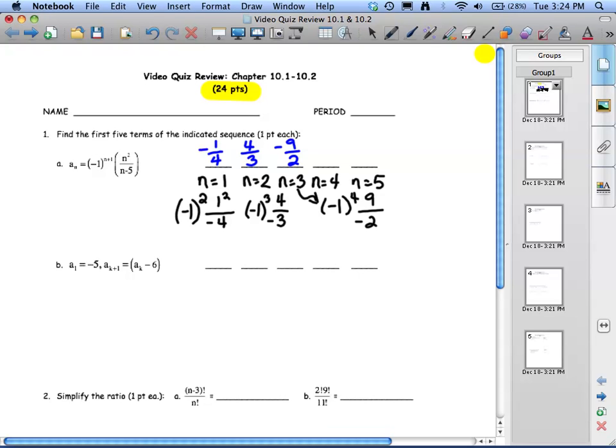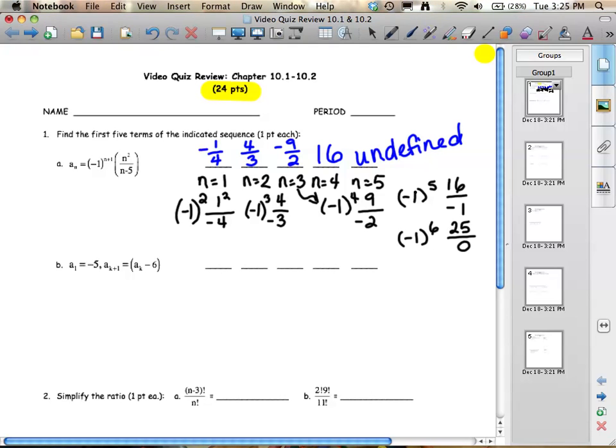If N is 4, we'll have -1 raised to the 5th power times 16 over -1. If you do your arithmetic there, you get +16. And then lastly, if N is 5, you get -1 to the 6th times 25 over 0. You cannot divide by 0, so this last term is undefined. That doesn't happen very often, but in this case, the 5th term is undefined.